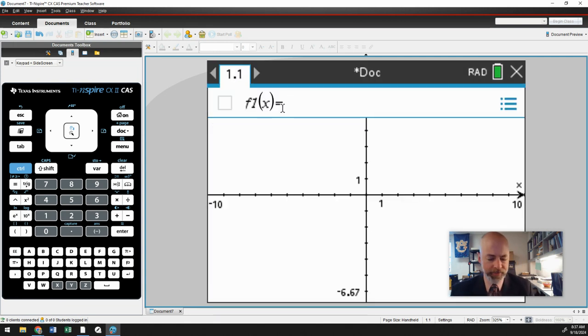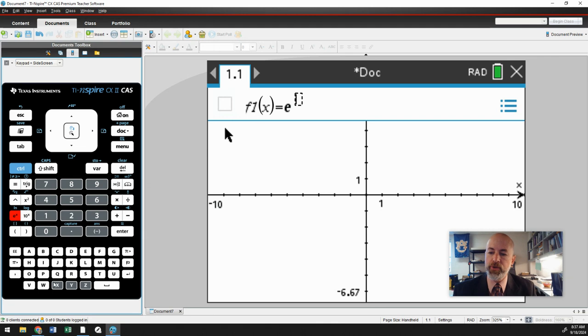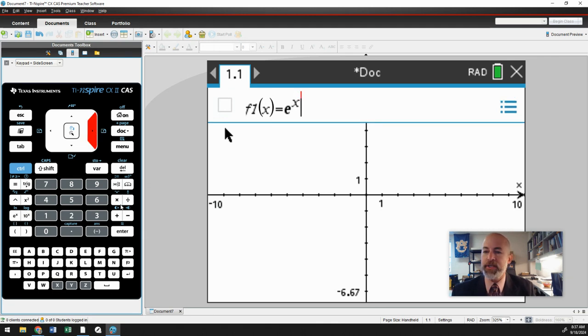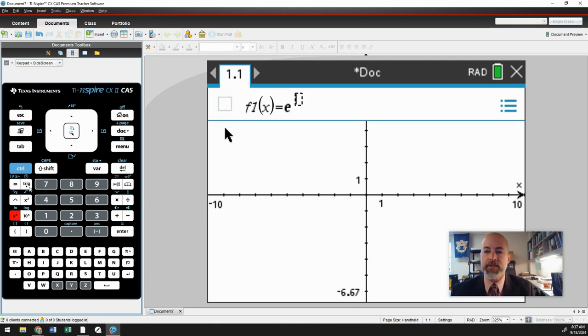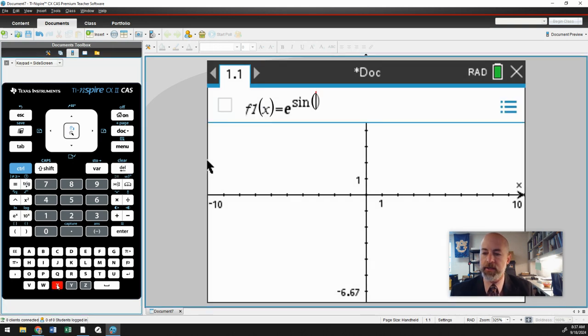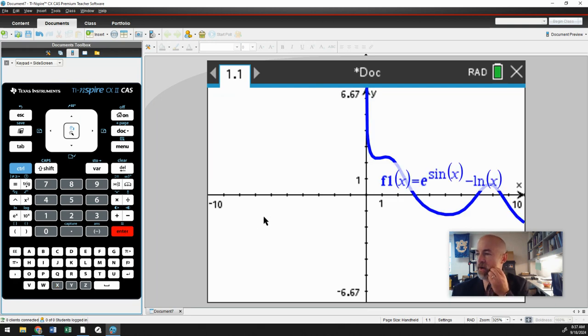So we're going to add a graph, and the function is e to the x, and when you do an exponential function e to the x, make sure you use that e to the x command that is next to the 1. I forgot to hit sine x, so e to the sine x minus the natural log of x is our function, so control natural log x. There's our function, and it looks like we have 3 zeros.